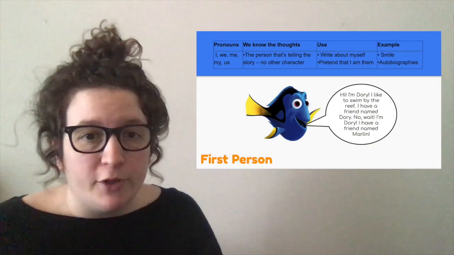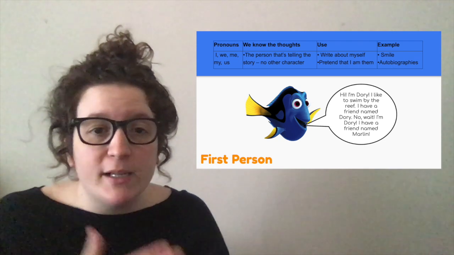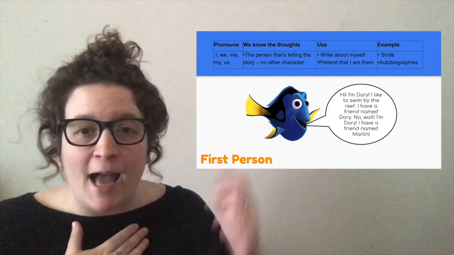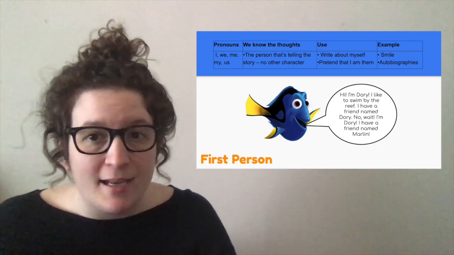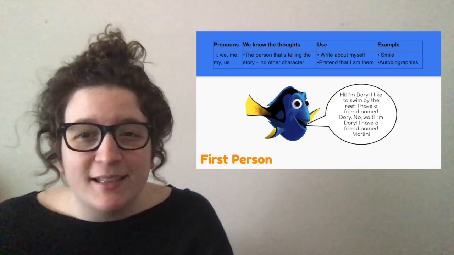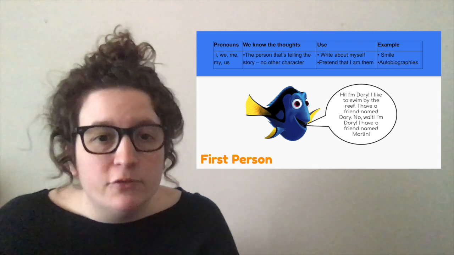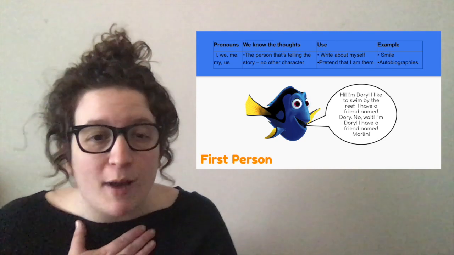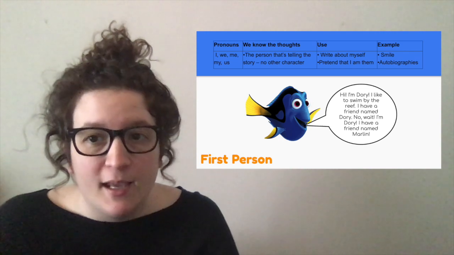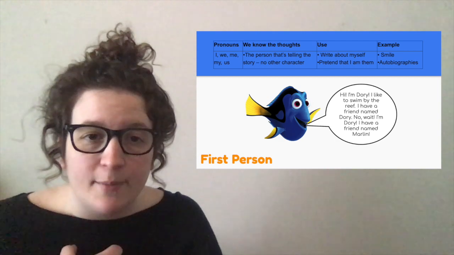So the first point of view is first person, okay? In first person, the story is being told by the main character. So the pronouns that we're going to see a lot of are I, we, me, my, and us. In first person, we know the thoughts of the person that is telling the story. We don't know the thoughts of any other character. Okay, this is used in stories for the character to write about themselves, or this is used for you to pretend that you are the main character. Some examples of this would be the Smile book or autobiographies where they're talking about themselves.